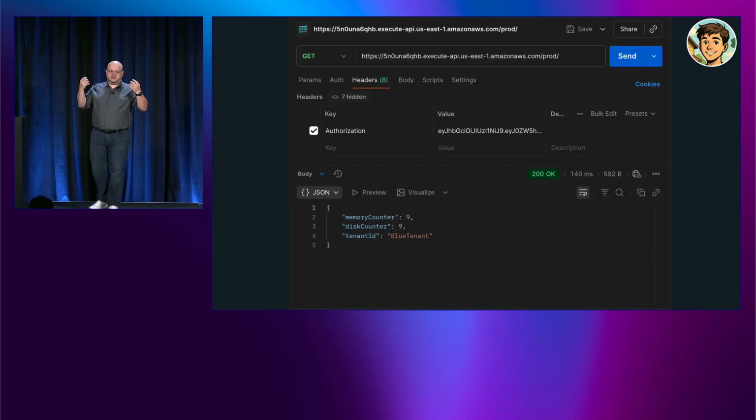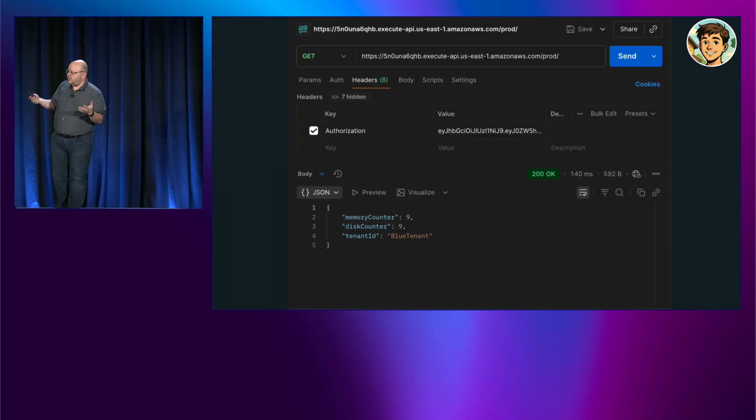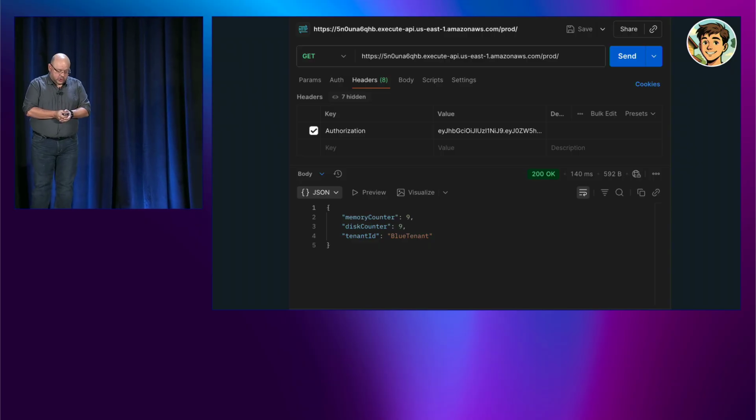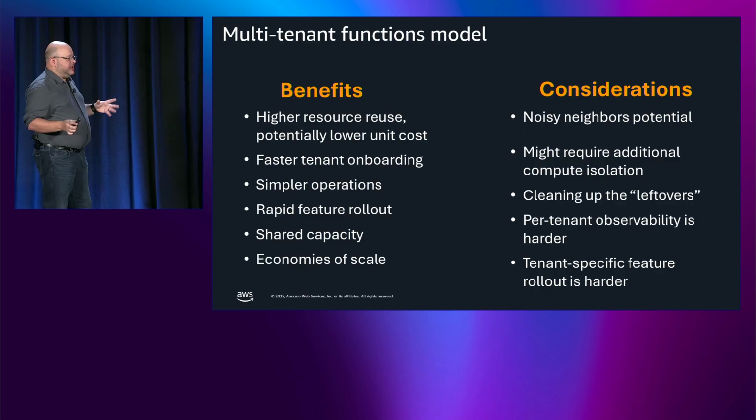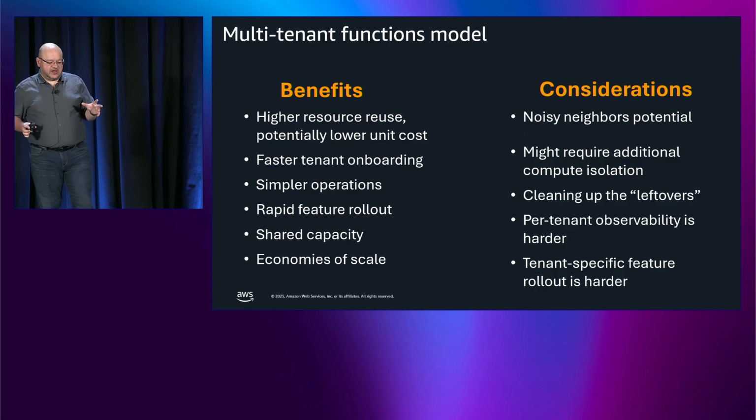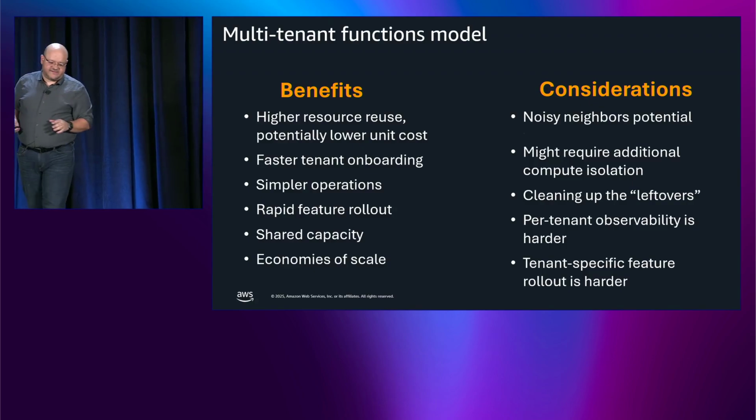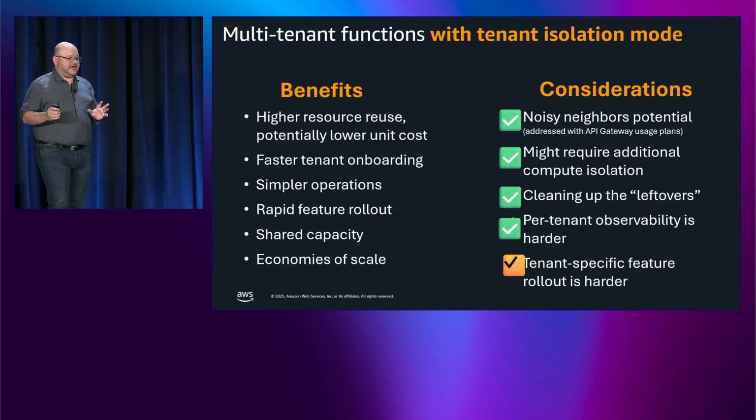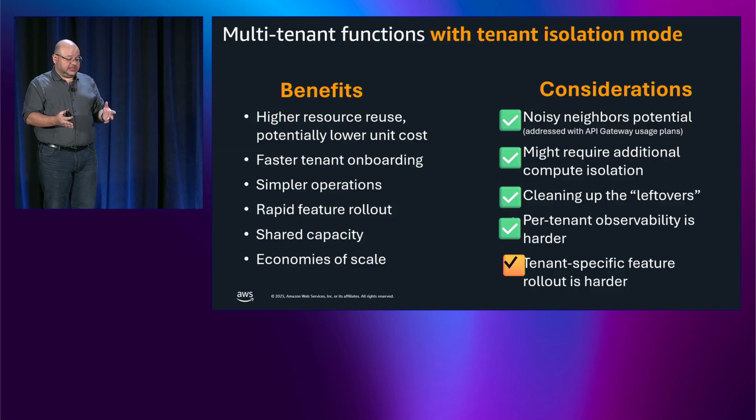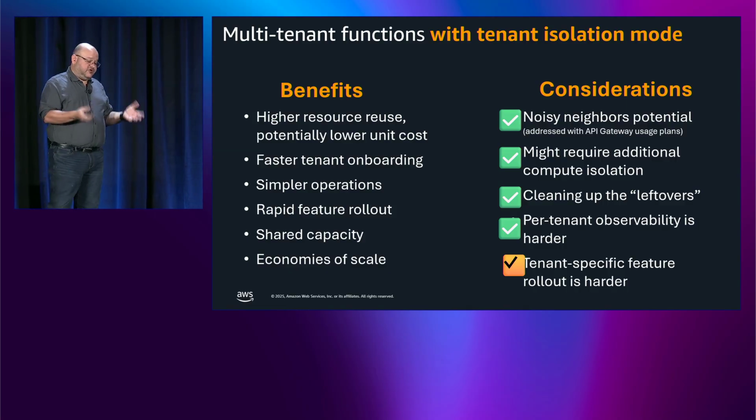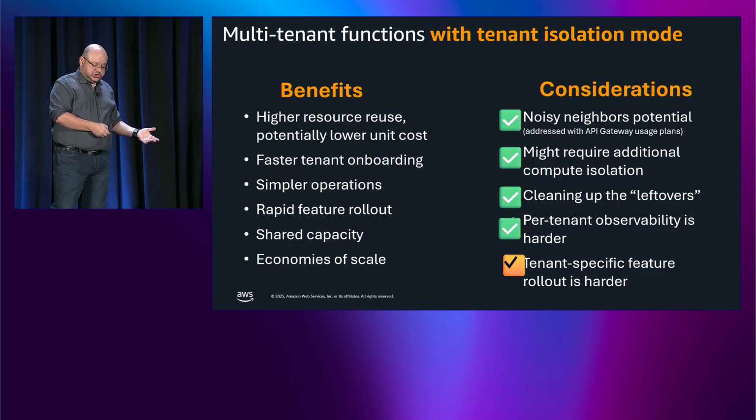So it's basically the demo you saw before, but now with full integration with API gateway, including authorization component, okay? So this is the slide that I showed you 20-something minutes ago, right? The multi-tenant function model got benefits, but also got considerations. In the last 25-ish minutes, I hope I proved that with tenant isolation mode, we've addressed most of these considerations, right? So we've addressed the problem of noisy neighbors potential through integration with API gateway usage plans, right?